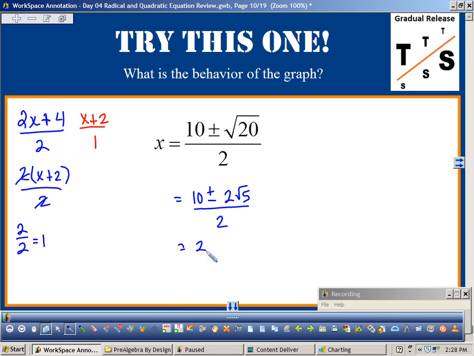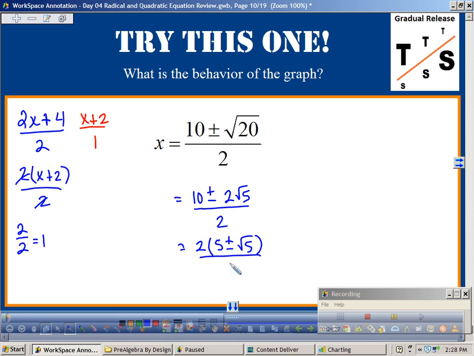So I would get 2 times the quantity of 5 plus or minus root 5 all over 2. 2 divided by 2 is 1. So now I just have 5 plus root 5 and 5 minus root 5. I'm going to approximate. How much do you think root 5 is? 2 point something, right? 5 plus 2 point something and 5 minus 2 point something.